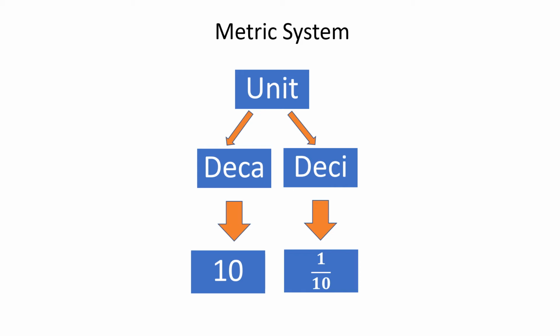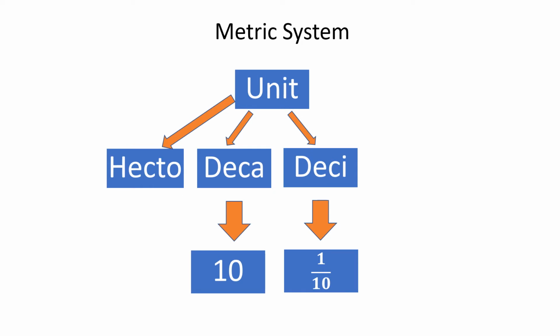So from unit, if you want to go left, you multiply the unit by 10. If you want to go from unit to the right, you need to divide the unit by 10. That's the basic building block of the metric system. So this is just for deca and deci. Let us see the others.